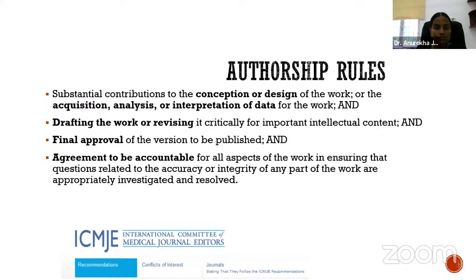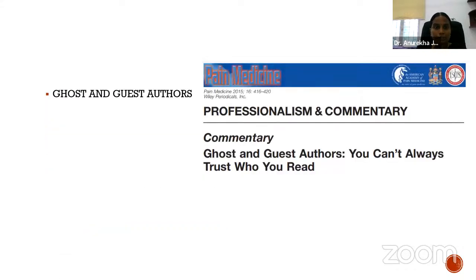And also, there should be an agreement to be accountable. If somebody has been given an authorship and that work is sued for some other reasons, everybody, including the first author, second author, third, fourth, fifth, all the authors are accountable for all aspects of the published work. They should ensure that questions related to the accuracy or integrity of any part of the work are investigated and resolved, and there is no dispute among the authors in such questionable matters. And this is one example of ghost and guest authors, a publication stating ghost and guest authors.